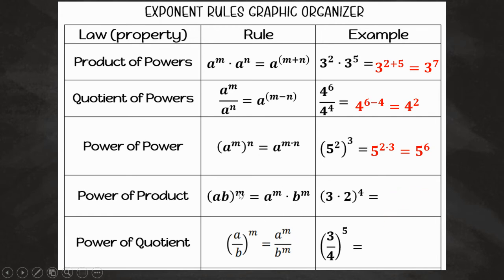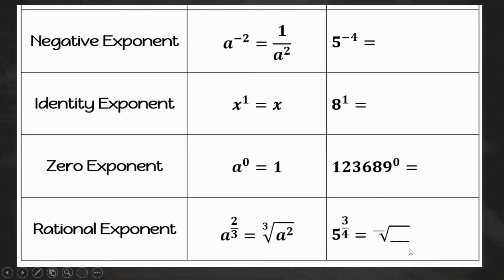Power of a product. This just means that I'm going to distribute that exponent to each term that's in the parentheses. So I distribute the 4 to the 3 and the 4 to the 2, and then I get 3 to the fourth times 2 to the fourth. And power of a quotient. Again, I'm just distributing that exponent to both terms in the parentheses. So 3 over 4 to the fifth power is equivalent to 3 to the fifth and 4 to the fifth.